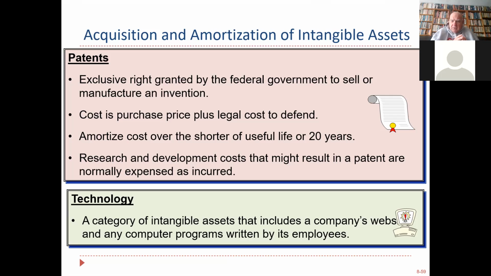Now, suppose Steve Jobs and Apple invented the iPhone, and Jobs says, look, I don't want to produce this thing. I know how to build it, but we're not in a position to mass produce it. We're not in a position to market it or advertise it. We can't do any of those things. So another company buys the patent from Apple. That company is the one that gets to put patent debit on their balance sheet and credit cash. And they are the ones who will amortize this patent.